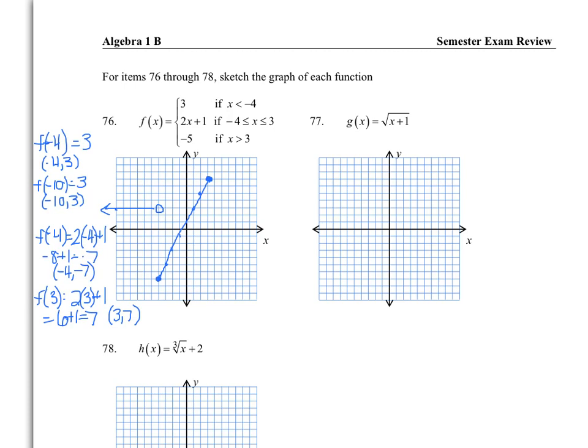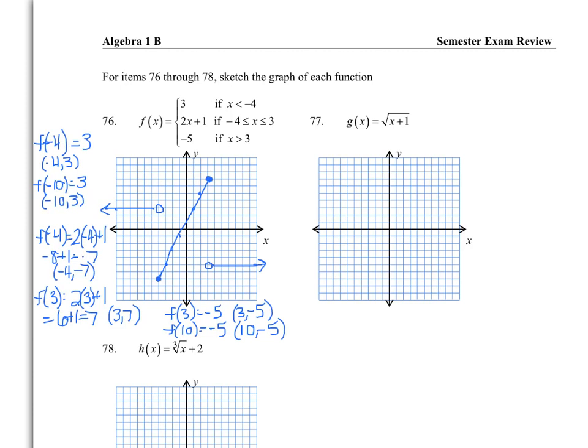For the last part, I need to do -5, f of x equals -5 if x is greater than 3. So the first point I'm going to pick is f of 3, which is going to equal -5. So 3, -5 is my point. I'm going to plot that, and it's going to be an open circle because this is greater than. Then I just need to pick a point that's greater than 3, so I'll pick f of 10. It's also going to equal -5. So I'm going to have the point 10, -5. I'm going to plot that point, connect them, and I'm going to have a horizontal line. And that is my piecewise function.